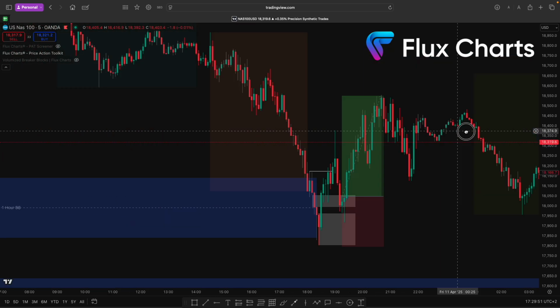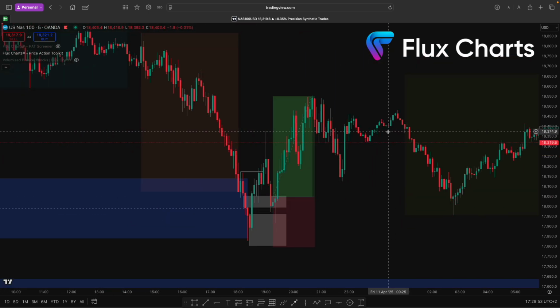Alright, so I hope this video helps. It's nice and simple on how to work with a breaker block. It's an order block that has not been respected and it turns into a breaker block, and you can use this as an extra confluence for your trading.